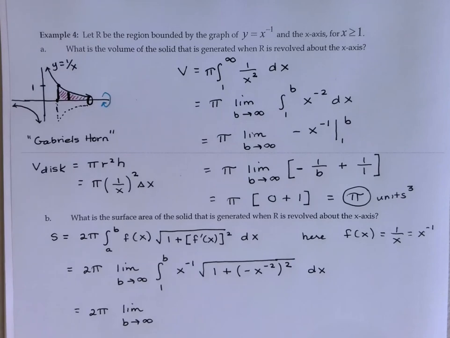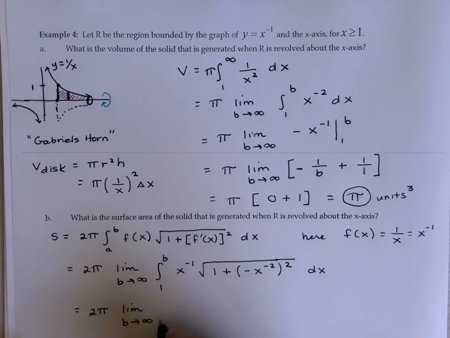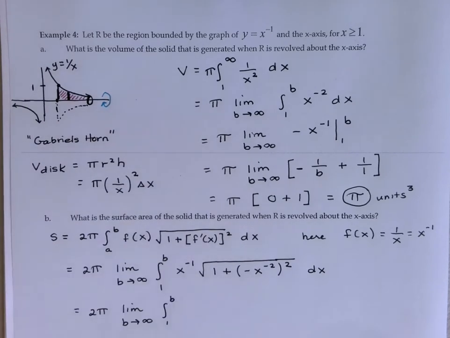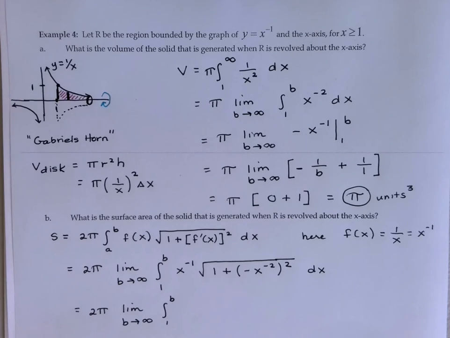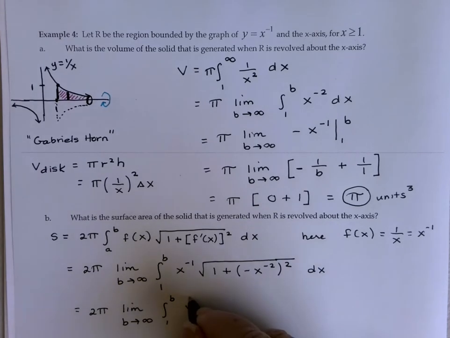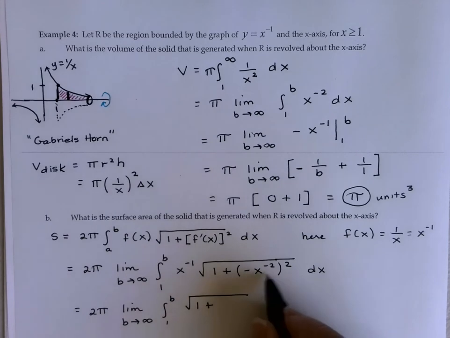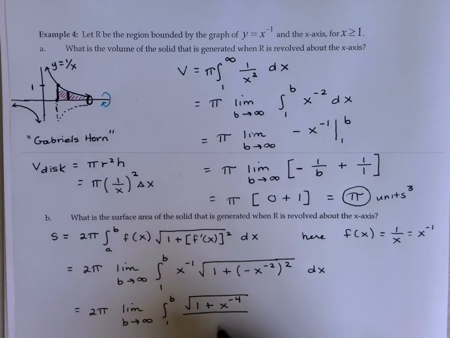All right, so I've got my 2 pi times my limit, and let's see here. Think a little bit about what I want to do with this. I think I'm going to put this x to the negative first into the denominator and just leave the radical on top. 1 plus, squaring that would make that positive x to the negative 4th power. And then x to the negative first, I'll just make that x to the first on the bottom.